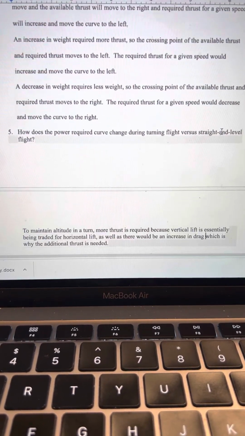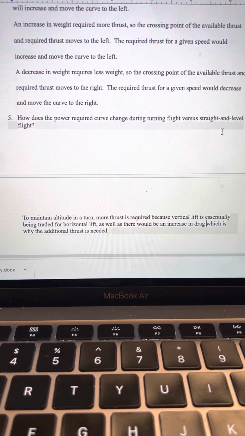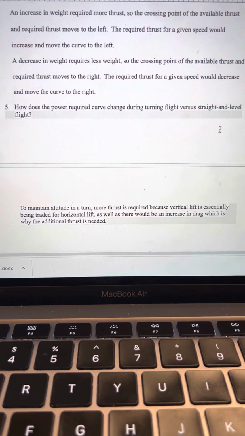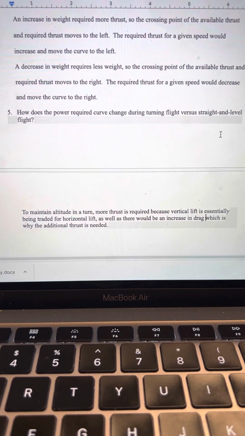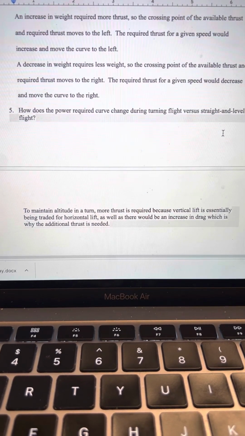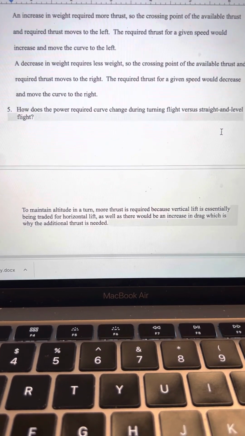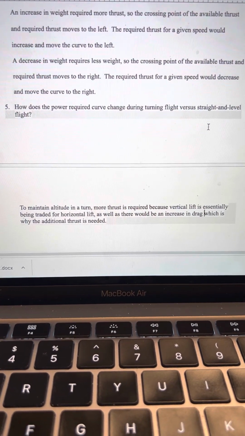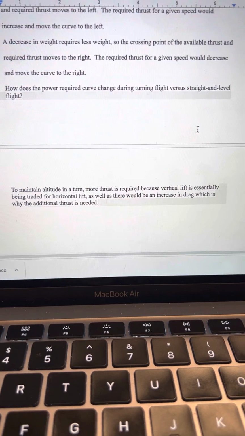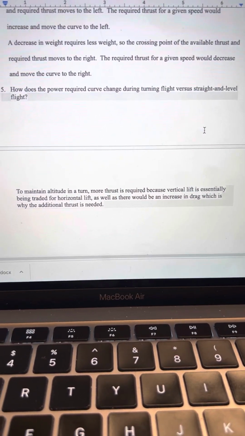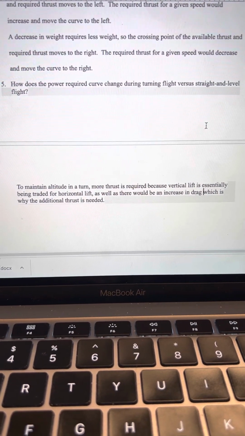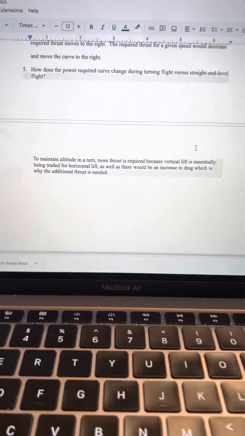With an increase in weight, more thrust is required. So the crossing point of the available thrust and required thrust moves to the left, and the required thrust for a given speed would increase and move the curve to the left. And then a decrease in weight requires less thrust. So again, the opposite of the last one: the crossing point of the available thrust and required thrust moves to the right. The required thrust for a given speed would then decrease and move the curve to the right.